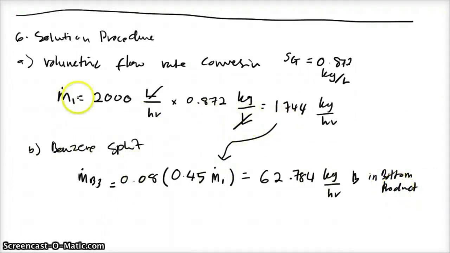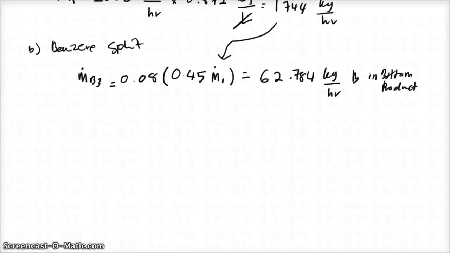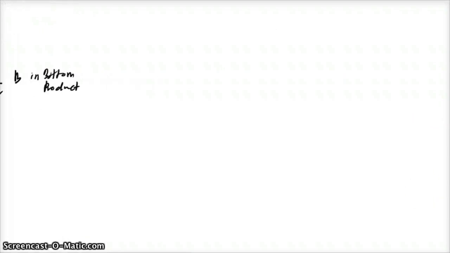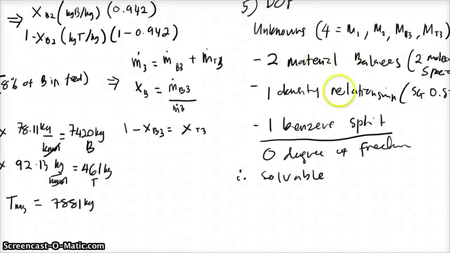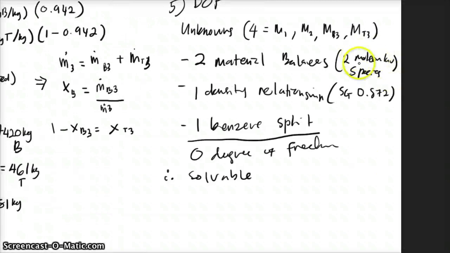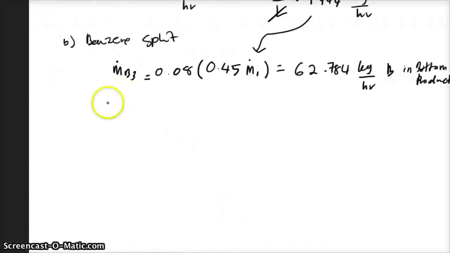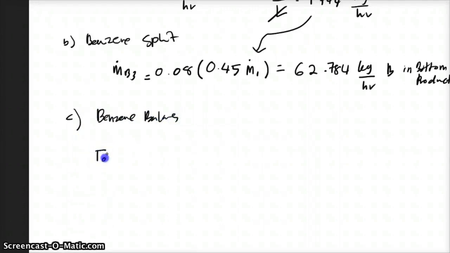So you get M1 and you get M3 now. And next, we can use the final equation. You can use two material balances with the molecule species. So hence we can use, for C, we can use benzene balance and toluene balance.